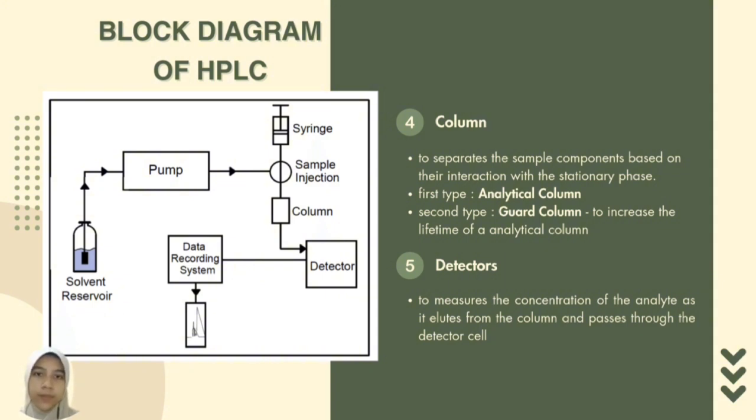There are two types of column. The first one is the analytical column and the second type is the guide column. The function of the guide column is to increase the lifetime of an analytical column. It is to prevent the deactivation of the analytical column by adsorption, minimize band broadening, and also to prevent clogging of the analytical column while extending its lifetime.